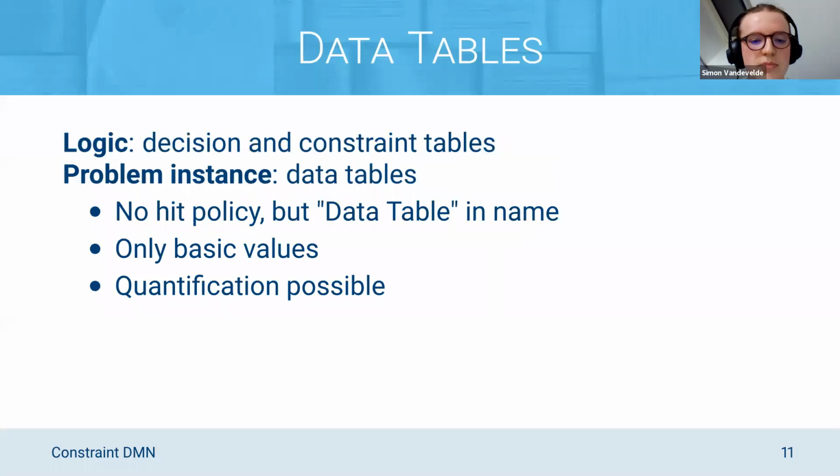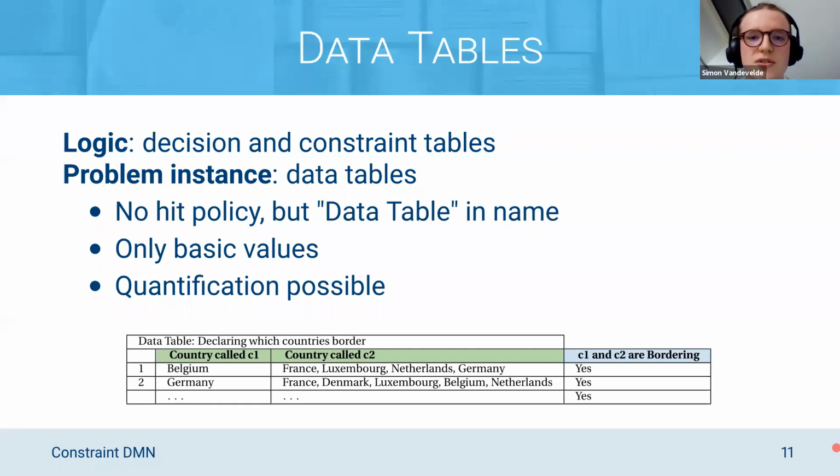So a data table doesn't have a hit policy, but it has data table in the name. We only allow basic values, so no complex field in a data table. But as I said, we do allow quantification, and this allows us to define a data table as such, where we say for every country called C1, which is Belgium, so actually for Belgium, and every country which is part of this list of countries, they border. We can do the same for Germany, and for every other country in our map that we want to color. Now the advantage here is that if we ever want to color a new map, all we need to do is switch out our data table for a new data table representing this new map, where we then define what countries border what other countries.